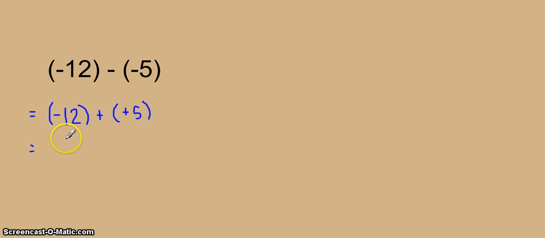Remember, when you're adding integers and the signs are different, negative and positive, you have to take the sign of the larger digit. Since 12 is bigger and it's negative, our answer will also be negative. When the signs are different, you have to subtract the two numbers. 12 subtract 5 is 7. So our answer is -7.